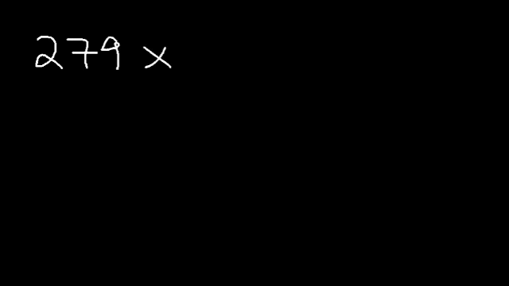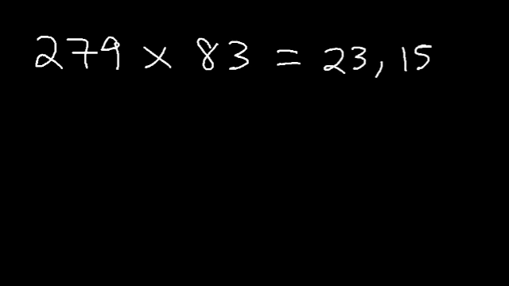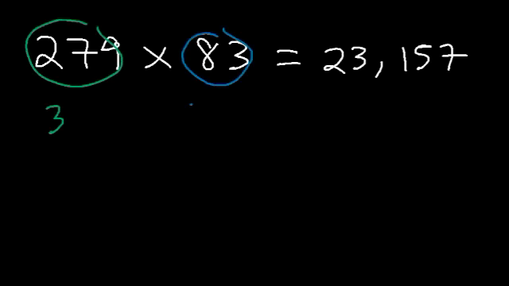279 times 83. So let's find the exact answer first. The exact answer is 23,157. So in this number we have 3 sig figs. Here we have 2 sig figs. So we need to round the final answer to 2 sig figs. So what number is close to 23,157 and has 2 sig figs?